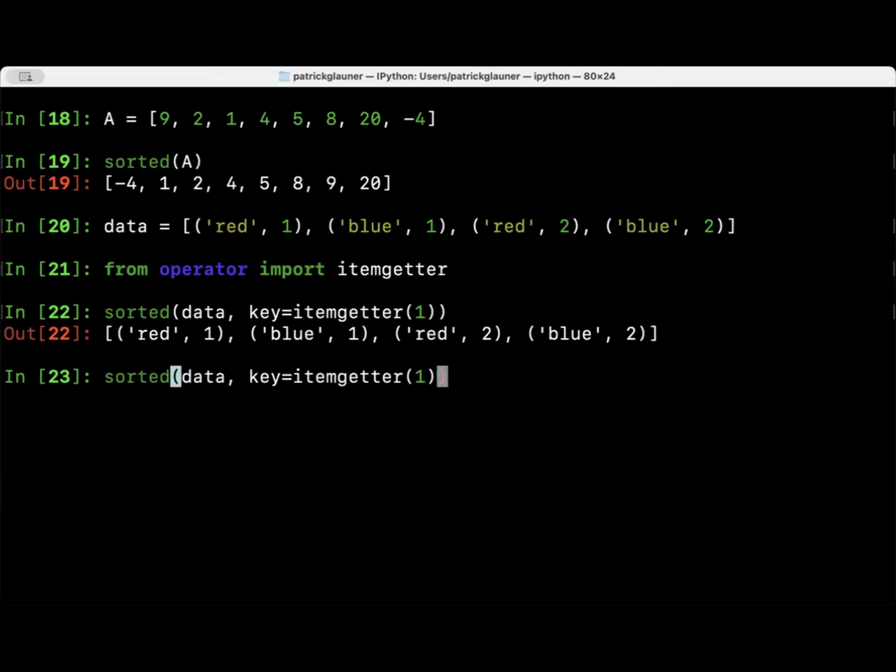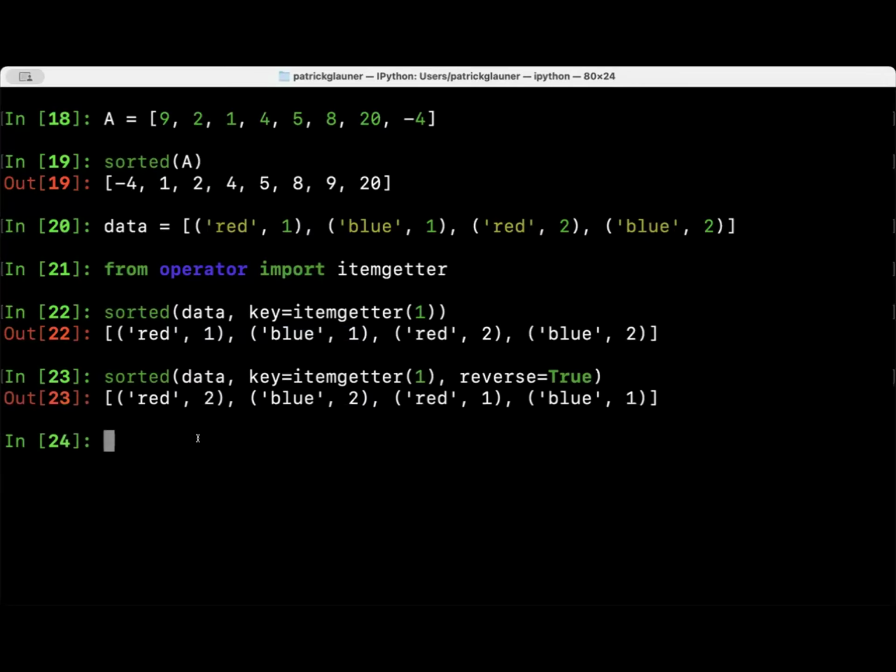We could, however, also reverse this and say this is sorted in an ascending order. So 1 and 2, we could reverse that order and get a descending order. So the 2's and then the 1, for example. So this one here is super powerful. This would be this sort.